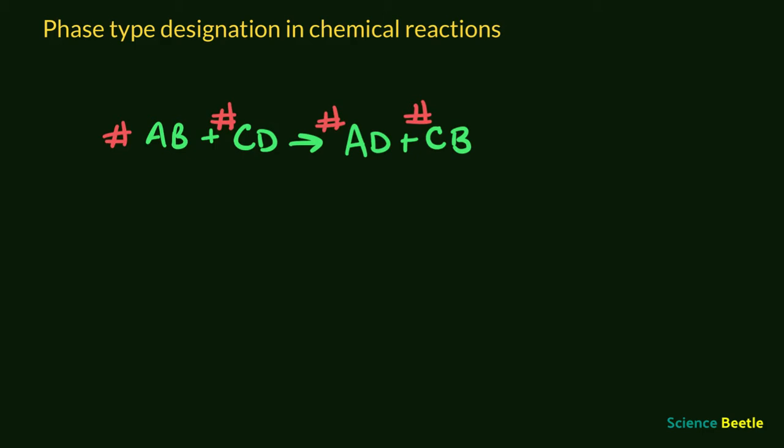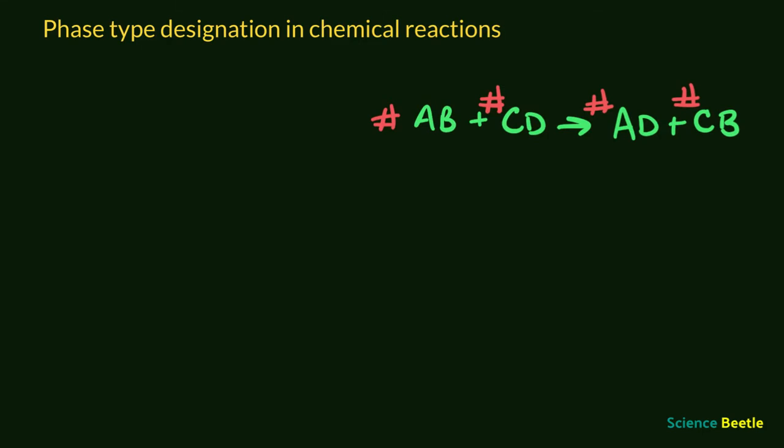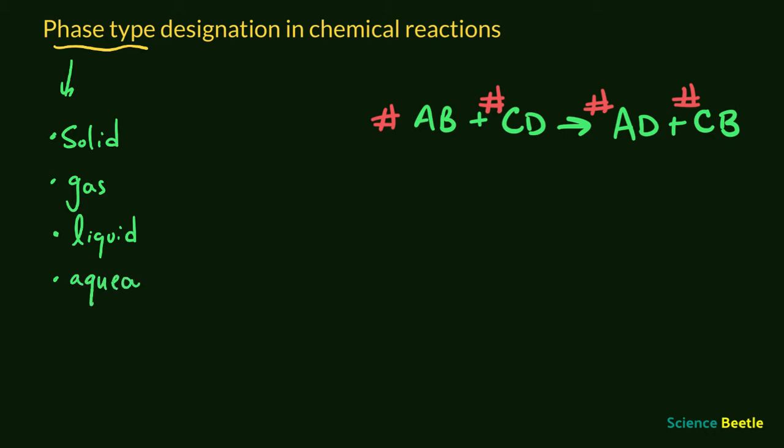In fact, let me move this over just a little bit to the right. And what I'll do here with the phase types is write them down at the bottom. So the phase types can be of some type here. It's either going to be a solid, a gas, a liquid, or one of the other items that I mentioned in a previous video, which is aqueous. Okay, and so how do we represent these inside the reaction? And so let's go through these one by one.